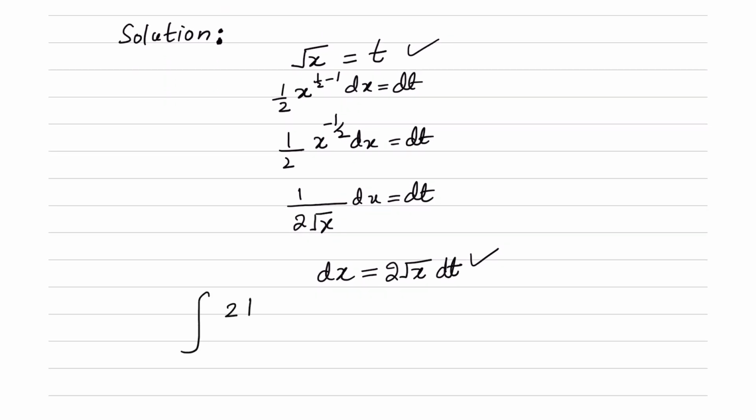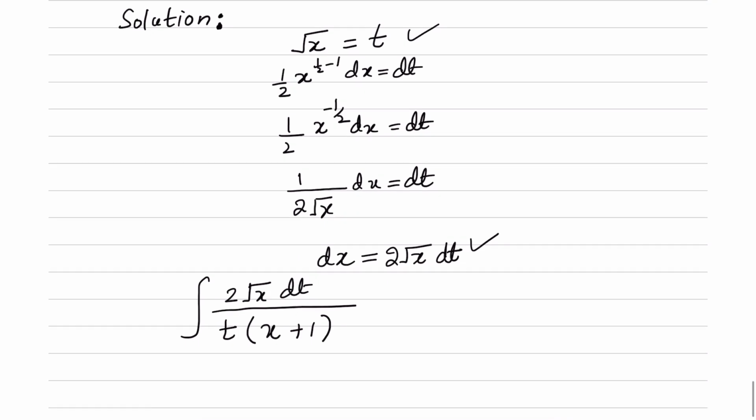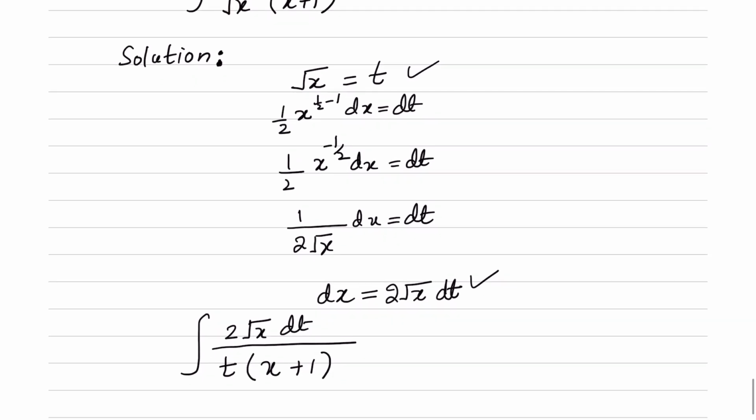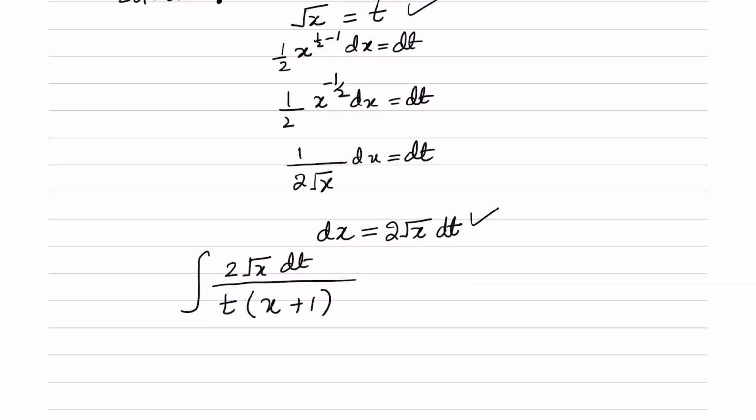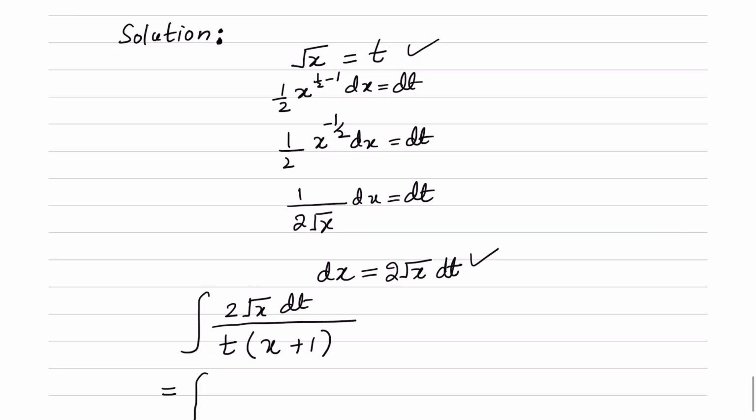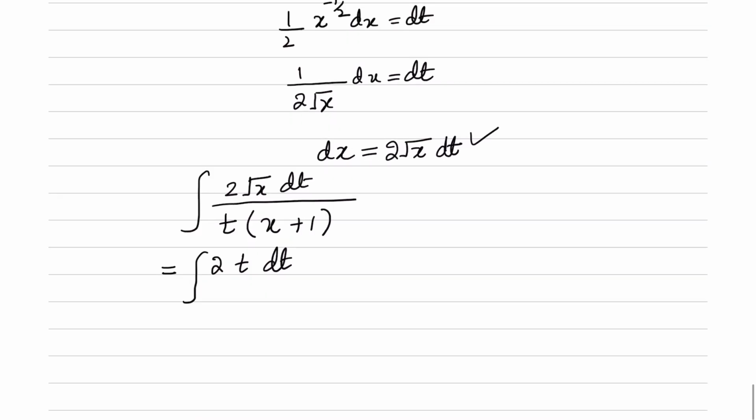dx is 2 square root x dt divided by square root x, which was taken as t, into x plus 1. We can already see that this substitution, square root x equal to t, has not converted our whole integral in the form of just one variable. So we are going to fix this. We have taken square root x equal to t, so this square root x is t: 2t dt divided by t into x plus 1.